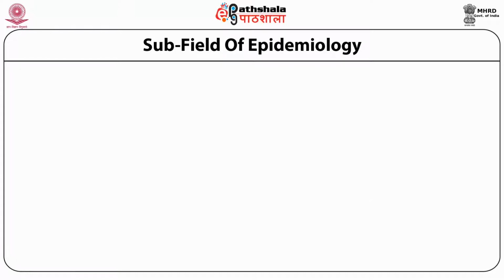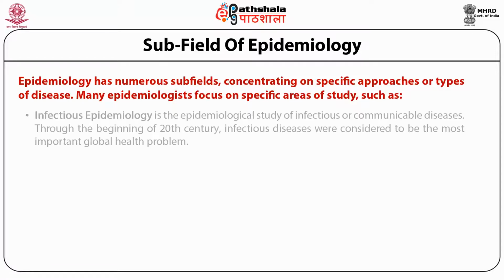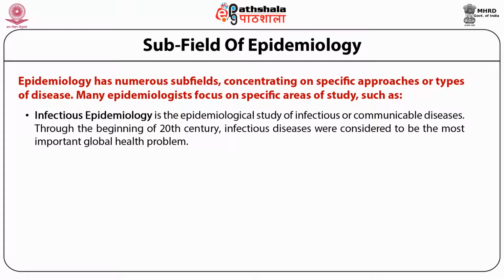Subfields of epidemiology. Epidemiology has numerous subfields concentrating on specific approaches or types of disease. Many epidemiologists focus on specific areas of study such as: 1. Infectious epidemiology. It is the epidemiological study of infectious or communicable diseases.